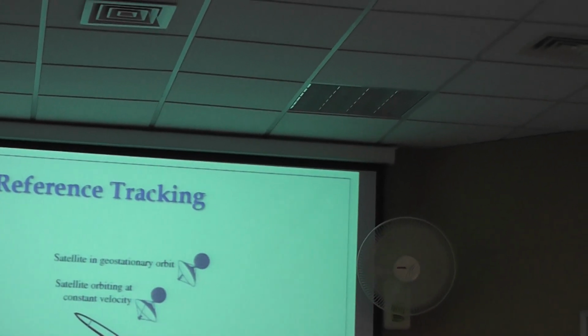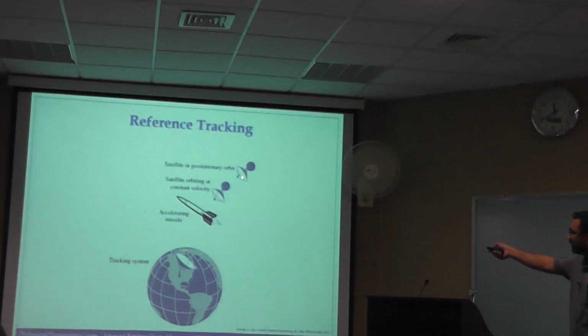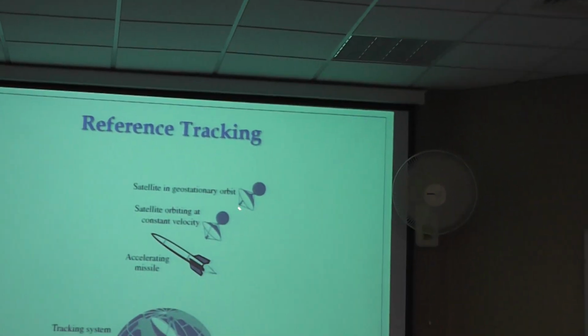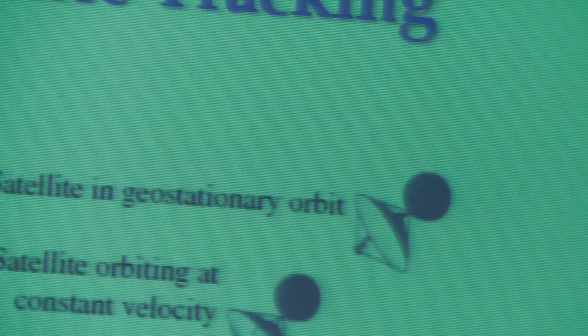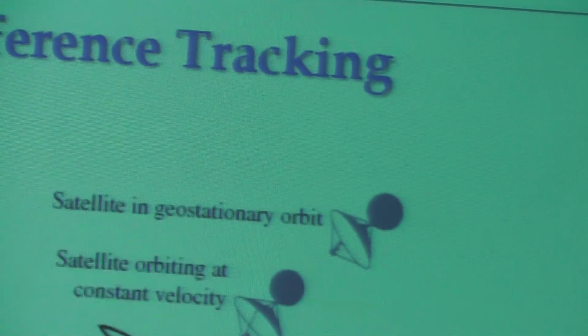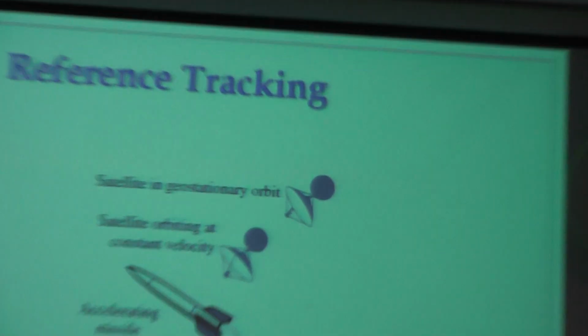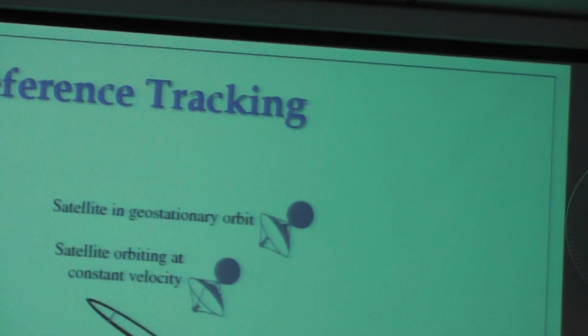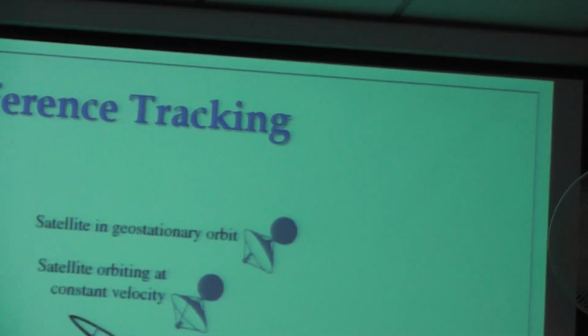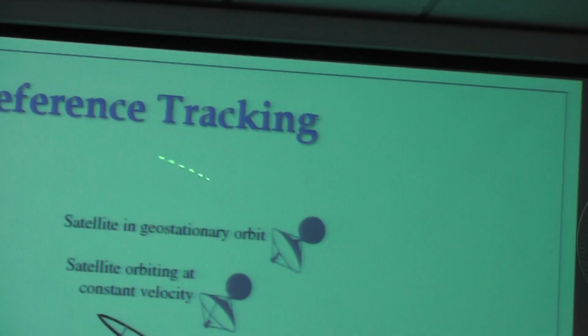Let me ask you a question. What kind of signal does a geostationary satellite pose to this antenna? This antenna is required to track all these things. So let's look at the first part. What kind of signal is this getting to track in this case?